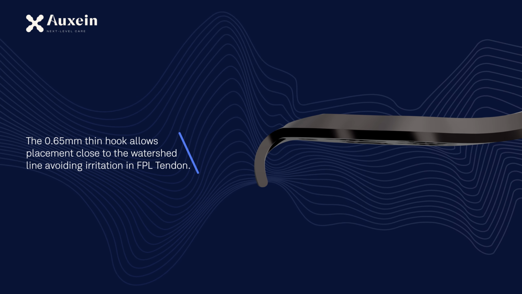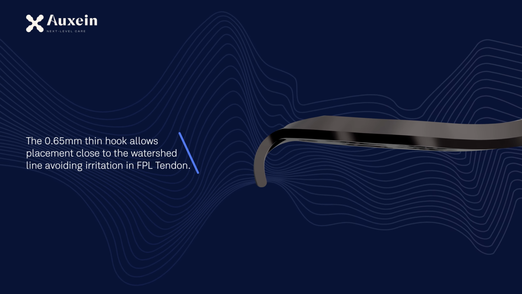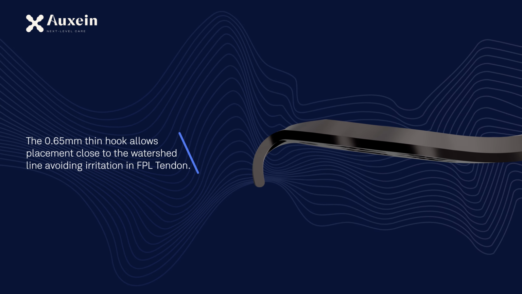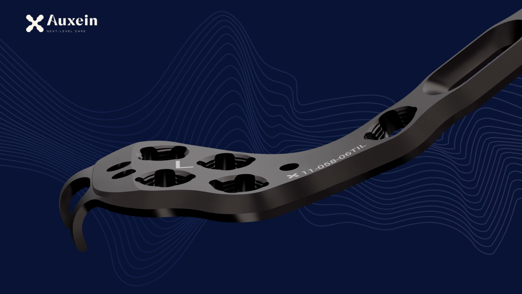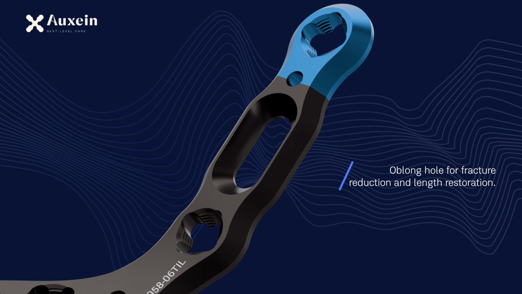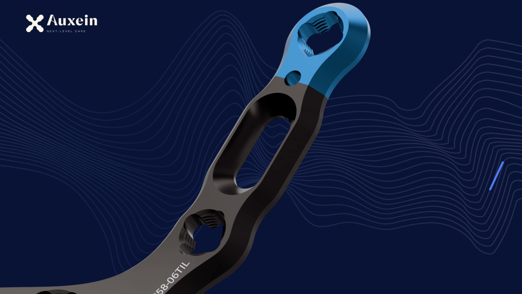The 0.65mm thin hook allows placement close to the watershed line, avoiding irritation in FPL tendon. Oblong hole for fracture reduction and length restoration.